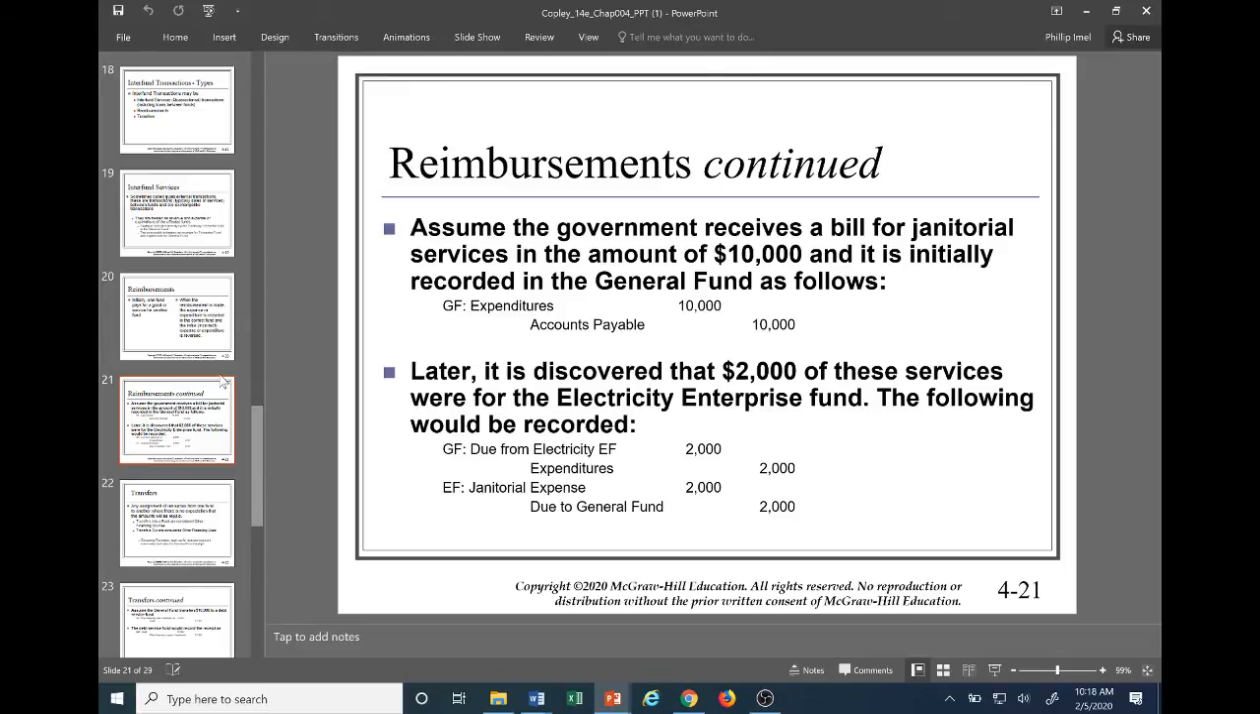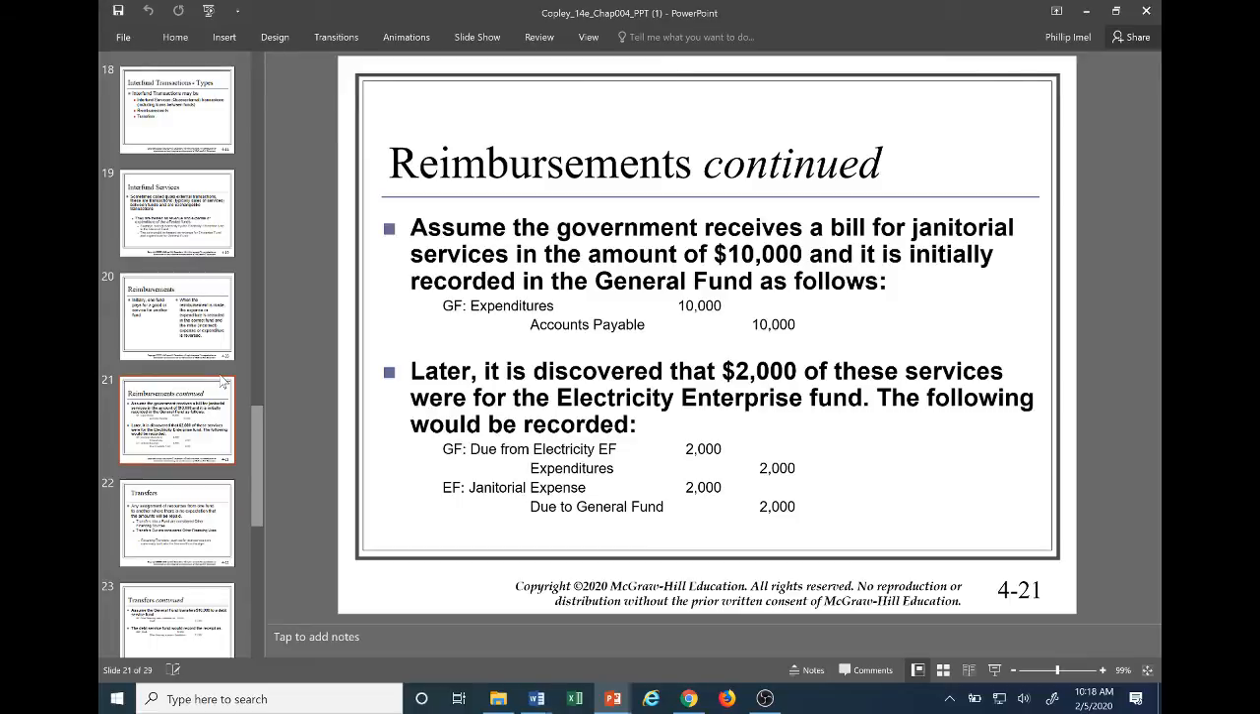So we're going to debit due from electricity enterprise fund, right? Because why? Receivables is considered to be what? It's an asset, right? So that's why we're going to debit it, the due from. Remember, assets are original debit. So we're going to debit due from the electricity fund because they owe us that money that we paid, right?